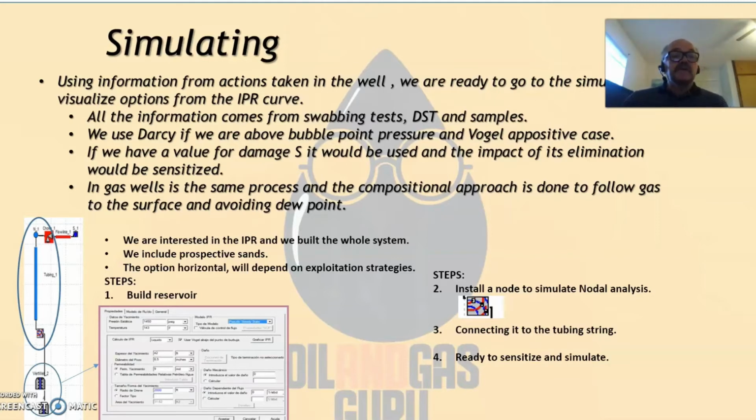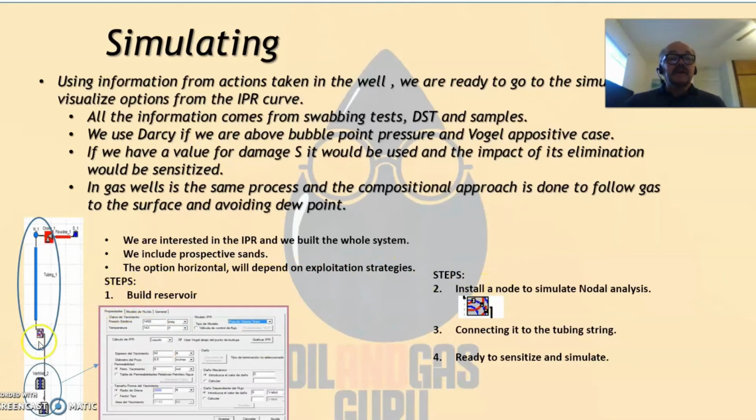So the first thing we do is we include the reservoir, we include the pressure that we saw in the DST, we include the water cut, the GOR, whatever we saw in the samples, and how the swabbing test showed the well produces at different drawdowns. So right now we are interested in getting the inflow performance relationship. So we build the whole system. We include prospective sands. In horizontal wells it will depend on exploitation strategies. So we build the reservoir.